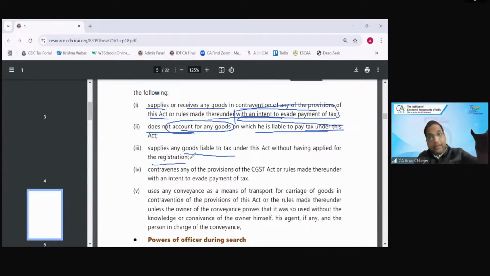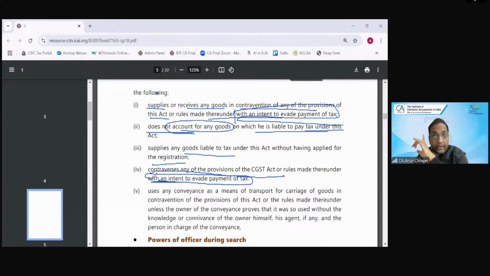So I'm making the supply of taxable goods, but I have not obtained the registration. Even I was liable to do so. Contravene any of the provision of the GST law with an intention to evade the payment of tax.